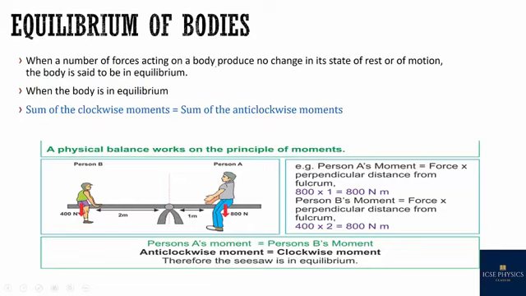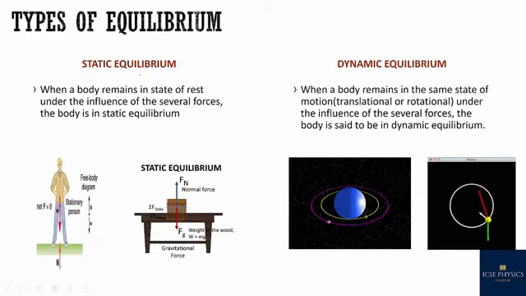So if a number of forces also act on this body, then also it remains in a stable or balanced position. Equilibrium of bodies means a balanced position. There are two types of equilibrium. One is static equilibrium, another one is dynamic equilibrium. First, static equilibrium: when a body remains in a state of rest under the influence of several forces, the body is said to be in static equilibrium. Let's see this example first. This example is a book example. What happened? A book is placed on the table.